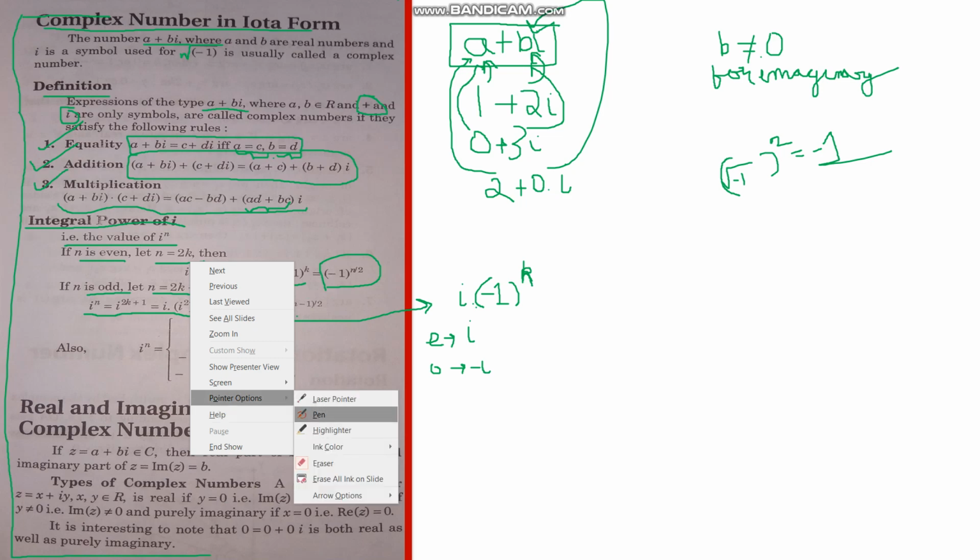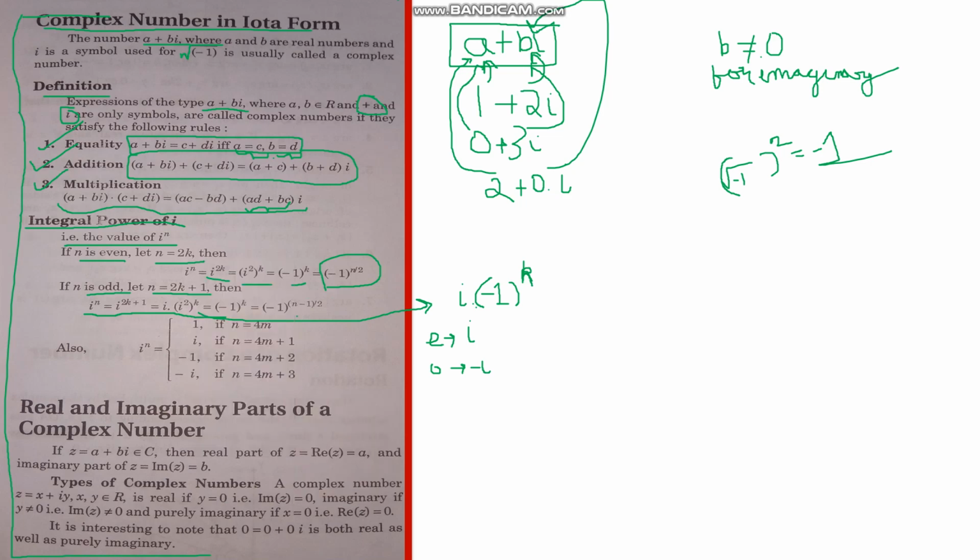So this is our final conclusion: I to the power n is 1 if n equals 4m, it is I if n is 4m plus 1, it is minus 1 if it is 4m plus 2, and if it is 4m plus 3, then it is minus I. Yeah, this is the thing we have already done.